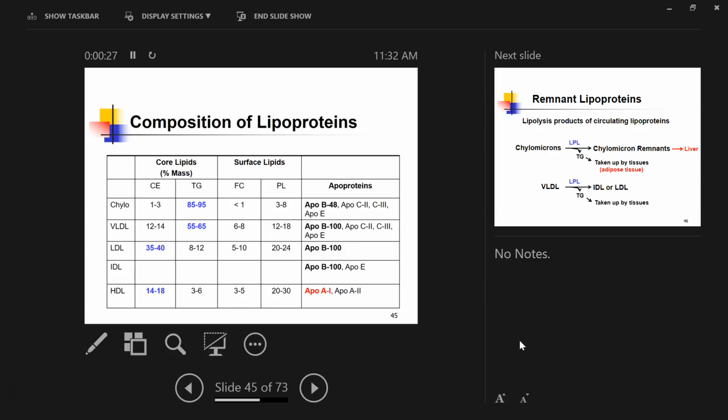And also, I wanted you to know that ApoC2 is a very important apoprotein. What is the function of ApoC2? It facilitates LPL activity. So without ApoC2, LPL cannot be functional. And also, you wanted to know what the consequences of ApoC2 deficiency are.